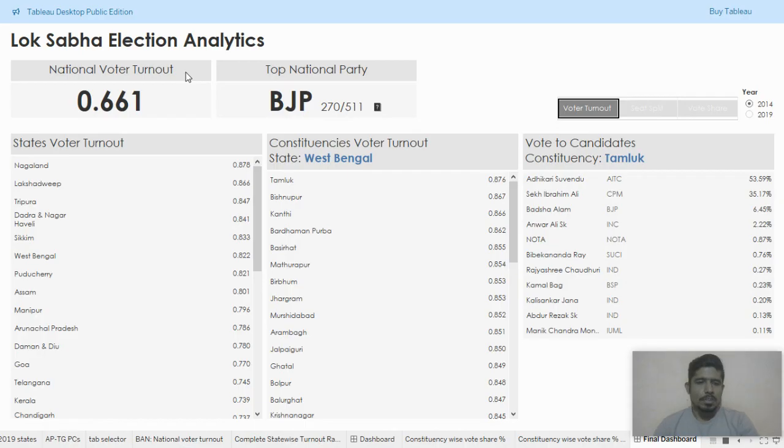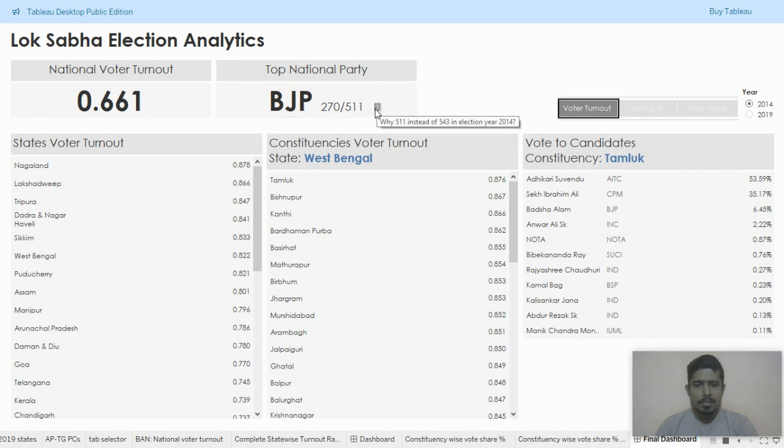So in 2014, national voter turnout was 0.661, which means only 66.1% of the total population of India cast their votes. And in 2014, top national party was BJP that secured 270 out of 511 total constituency seats across India.